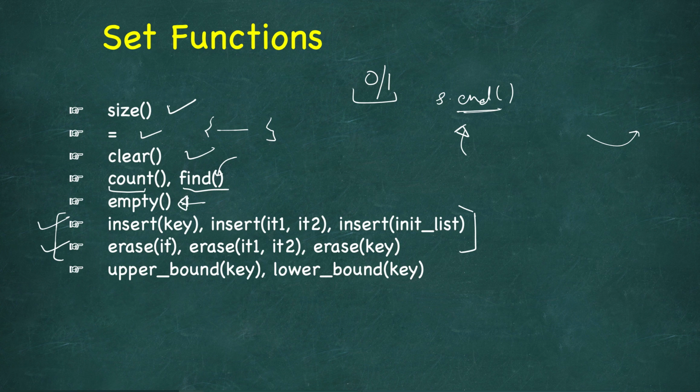And you can see a few versions here. In one case you insert a key, and in another case you are passing two iterators, then you are passing an initializer list. The return type will also be different depending on which version you are calling. Similarly for erase. Then we have upper bound and lower bound. In upper bound, it returns an iterator. So here there is a sense of ordering. Let's say you have 5, 10, 12, 15, 20.